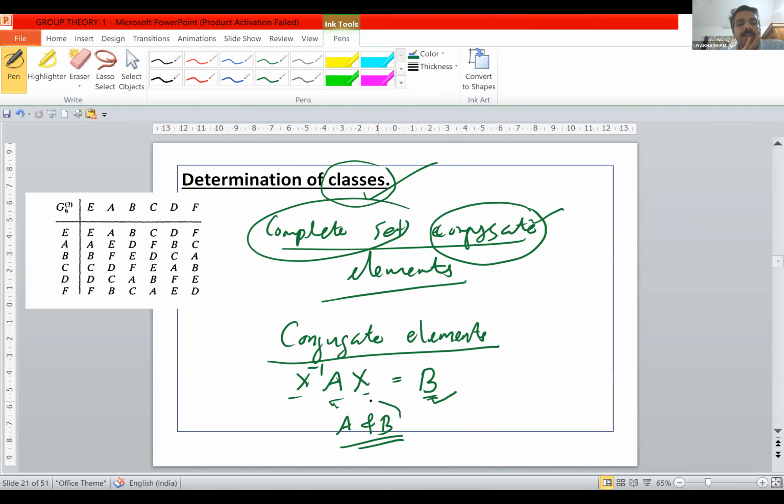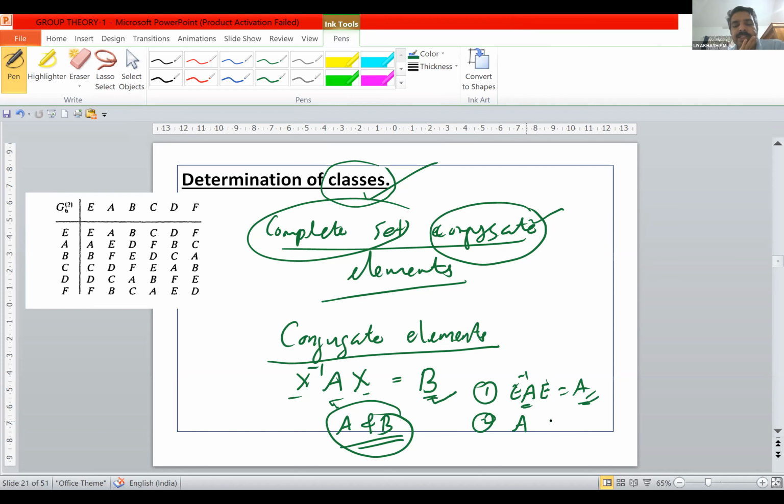Okay. And what are the properties of conjugate elements? One, an element is conjugate with itself. That means if you right multiply A with E and left multiply with E inverse, we get A itself. So A is the conjugate of itself.